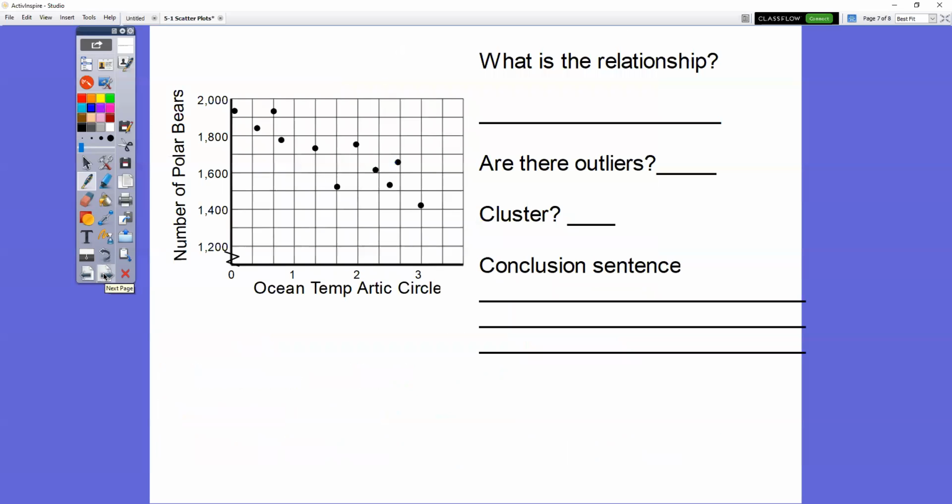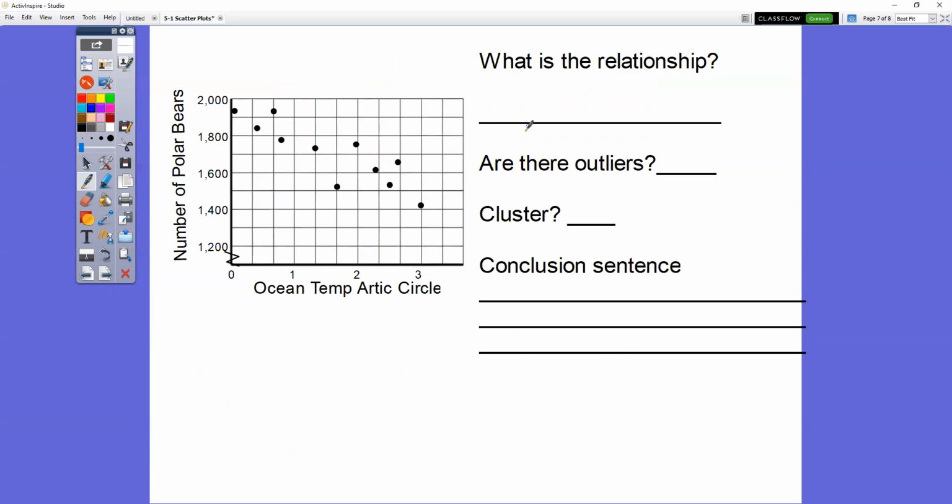The next one, we're looking at the number of polar bears and the ocean temperature. Now, obviously, this has to be in degrees Celsius because you're not going to have 1 degree water or 2 degree water because it would be frozen. It would be ice. So we're talking about degrees Celsius.